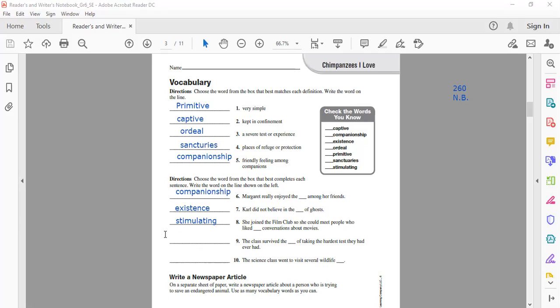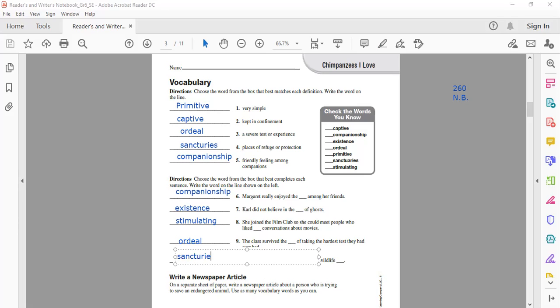Then number 9, Watin. The class survived the ordeal of taking the hardest test they had ever had. So what is the thing that we call a very hard situation? Ordeal. Ordeal, very good. So the ordeal of taking the hard test. Number 10, the science class went to visit several wildlife sanctuaries.